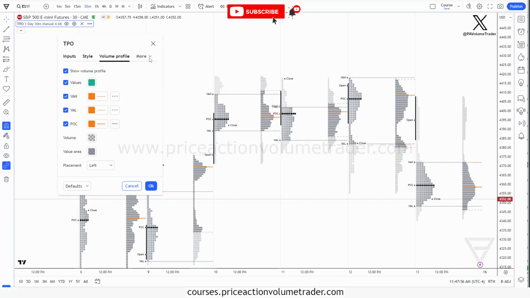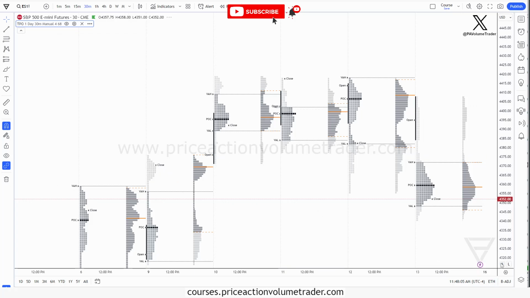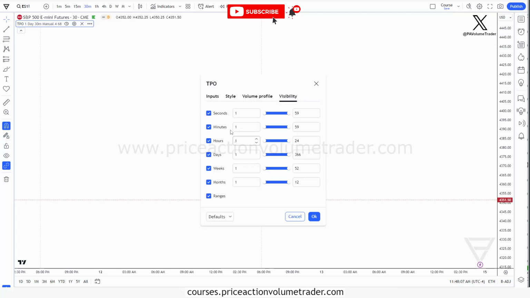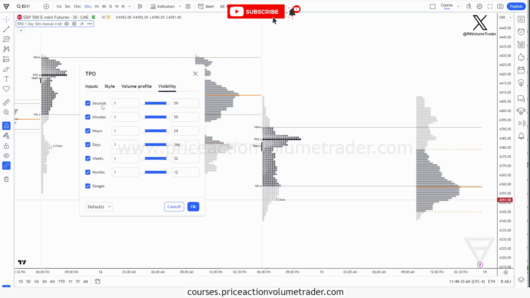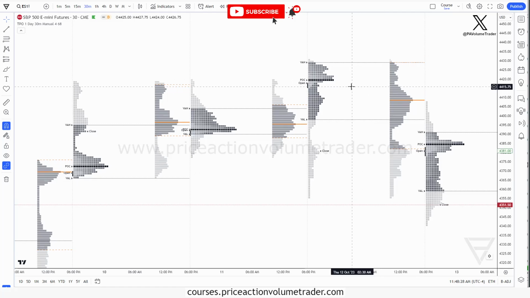Okay, and the last option here is visibility, where you can just select what time frame you want this to show up in. In general, I like to just have it in the minutes, since I am always using market profile when looking at a 30-minute chart. Then I like to have it on a 30-minute time frame, but again, this is just personal preference. Okay, so that is pretty much all the settings. Again, you can use this in any market.